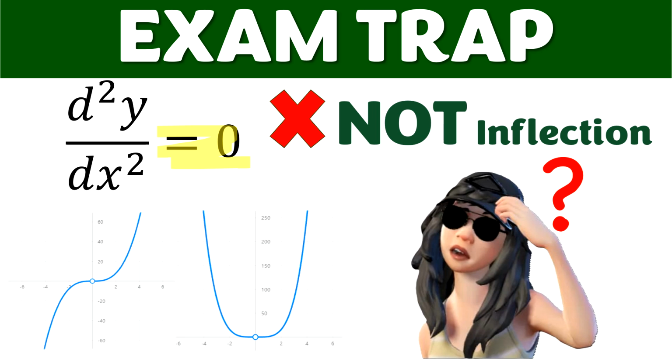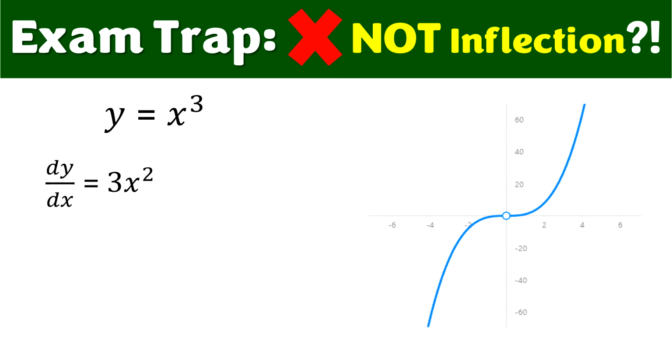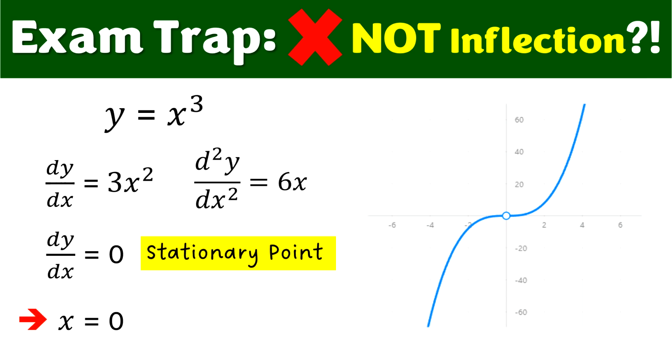So in this lesson, let me show you why this is not correct. Let's look at this function, y equals x cubed. Now the first derivative is 3x², and the second derivative is 6x. Now I'm going to set dy/dx equals 0. This will give us the stationary point, and we will get x equals 0. And I sub this value into the second derivative, right? We will also get 0.